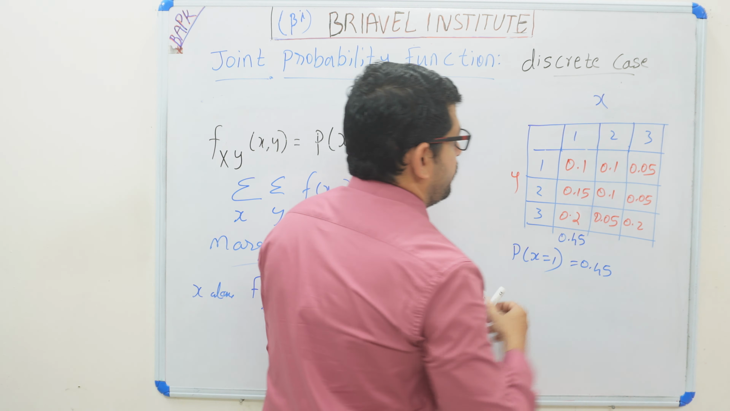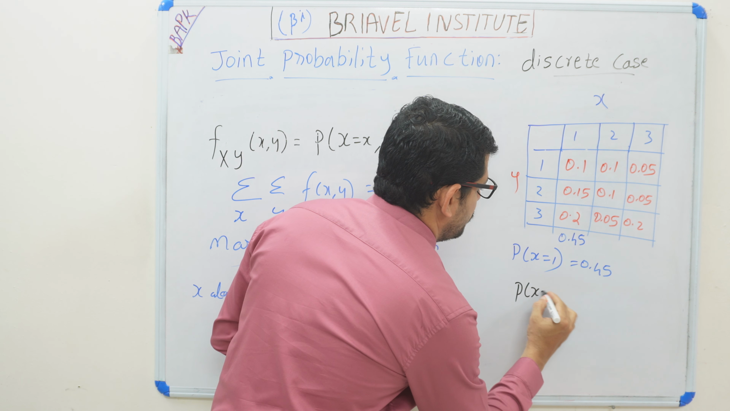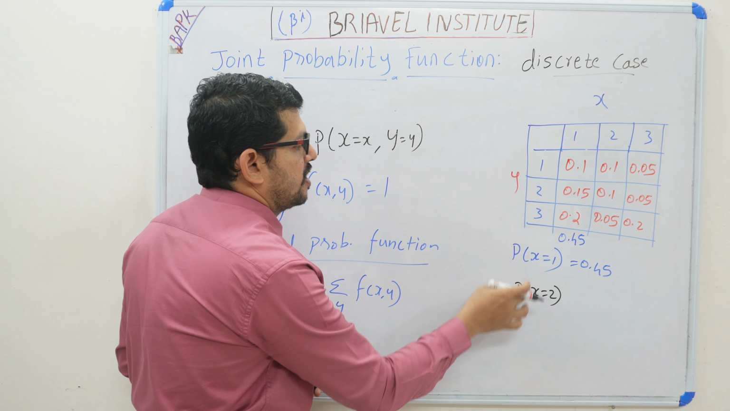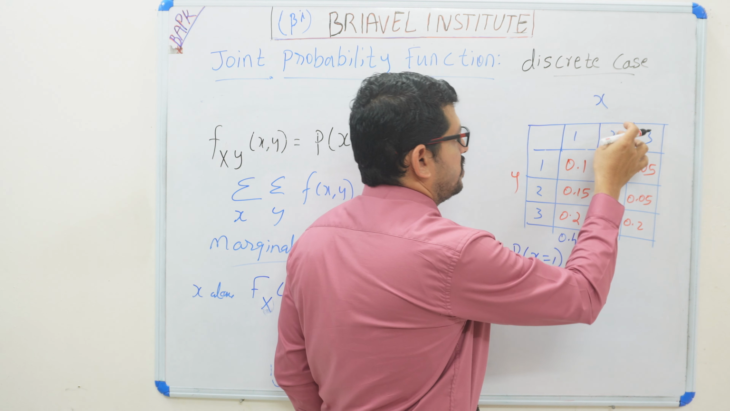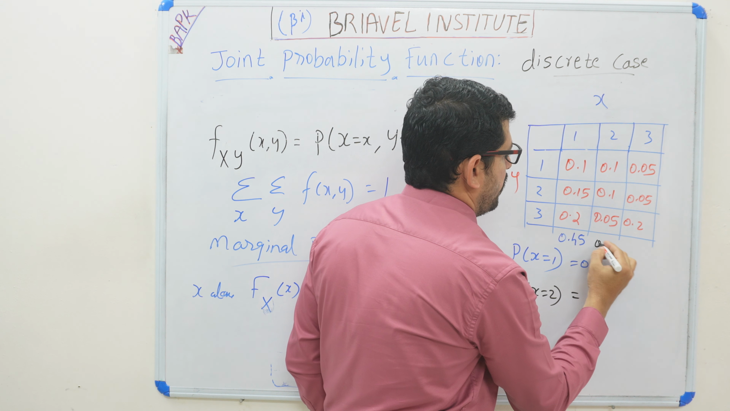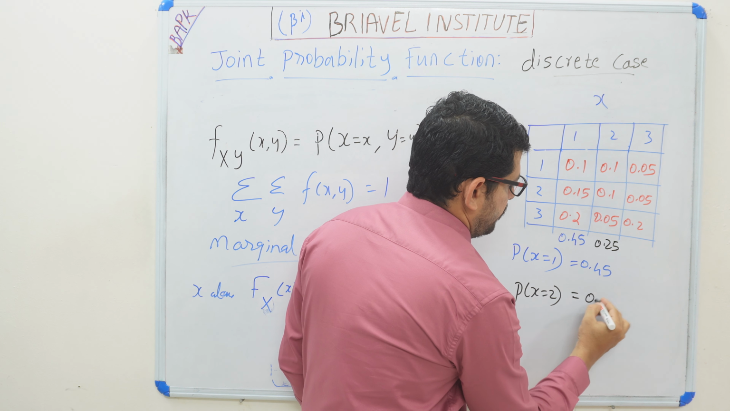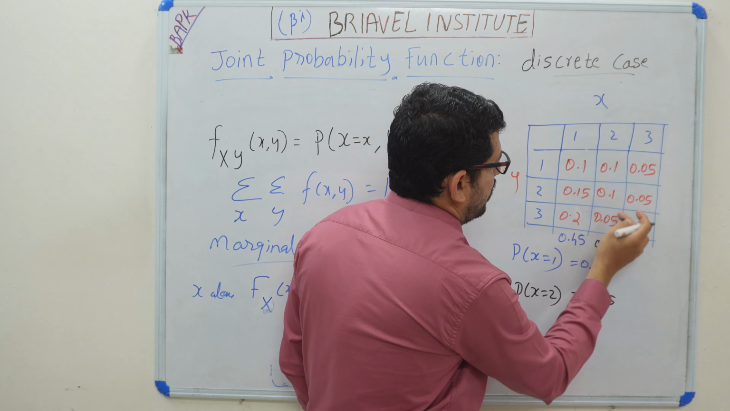And what is the probability of x is equal to 2? So this is x alone. We are not considering the y. So what is the probability of x is equal to 2? There is a probability of 0.1, 0.1, so 0.25. So there is a chance of 0.25.